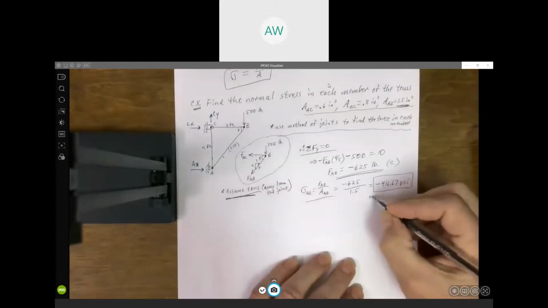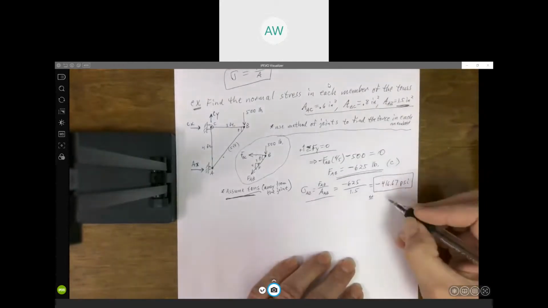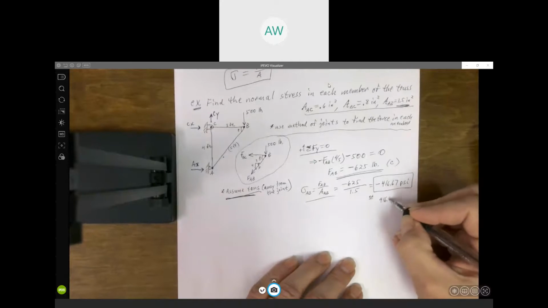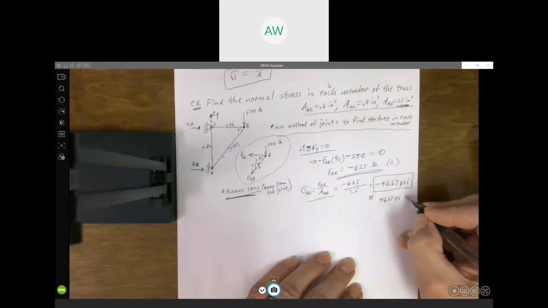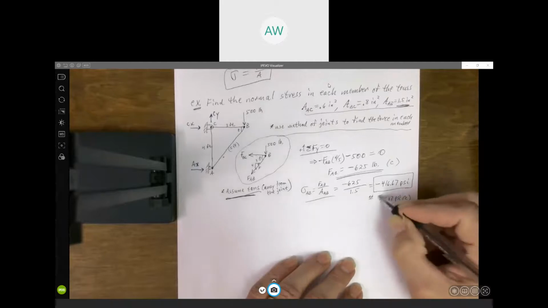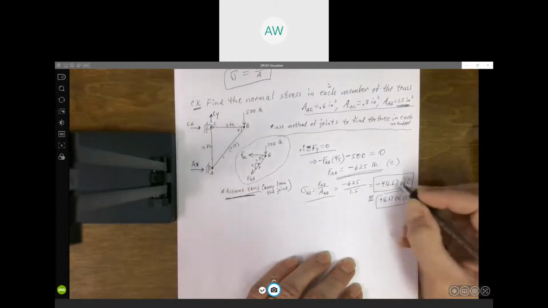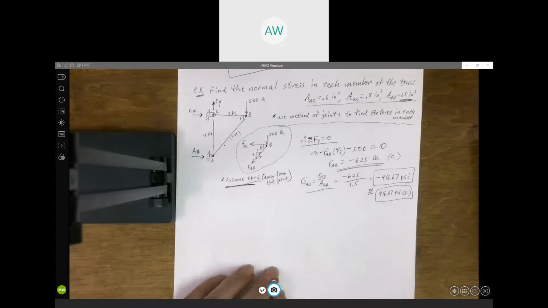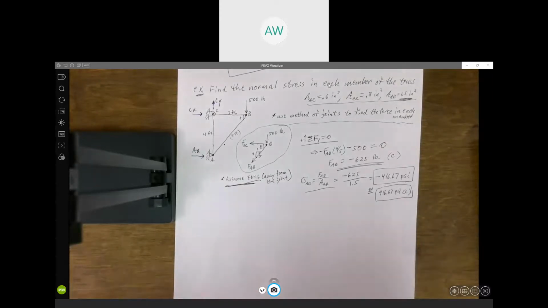Or if you prefer using T and C, it would be 416.67 PSI, and then you could say C for compression. Whichever way you want to express that, either one is okay. Before we go any further, because now it's going to be a very repetitive process, we're going to be doing the same thing two more times: any questions on how we got that normal stress in member AB?